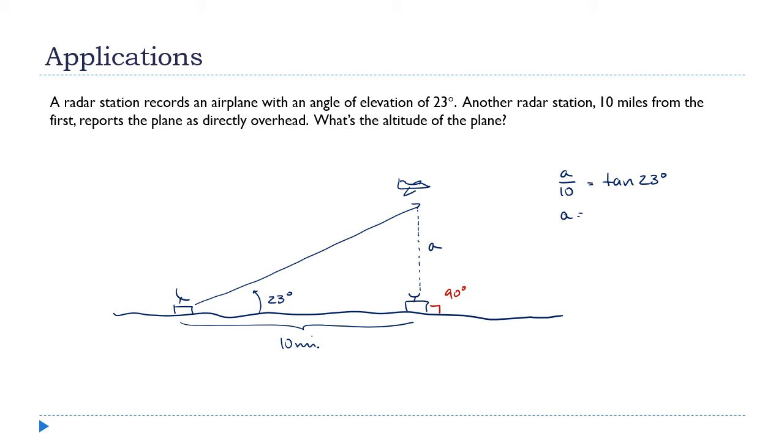And I'll multiply both sides by 10. And then I'll get out my calculator, and this comes out to 4.24. And the units here are miles. So it's flying pretty low, right? Altitude of just 4 miles up in the air.